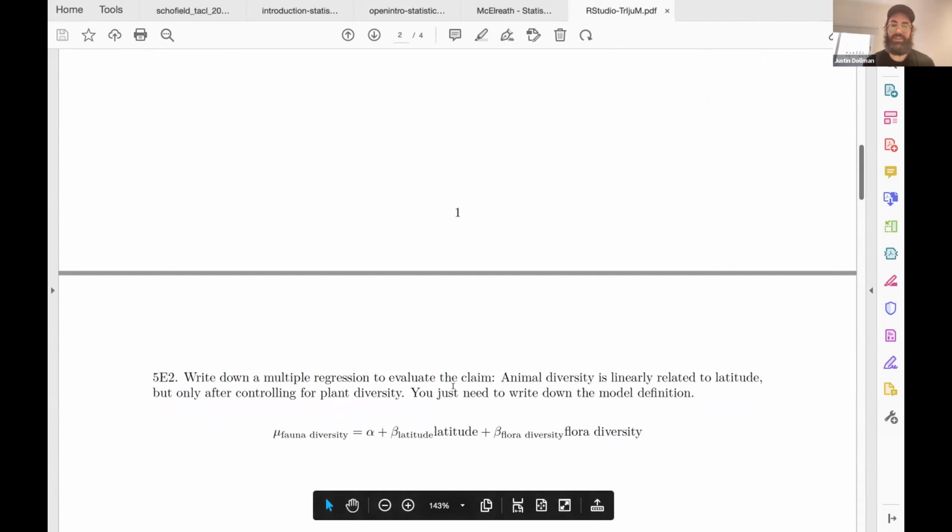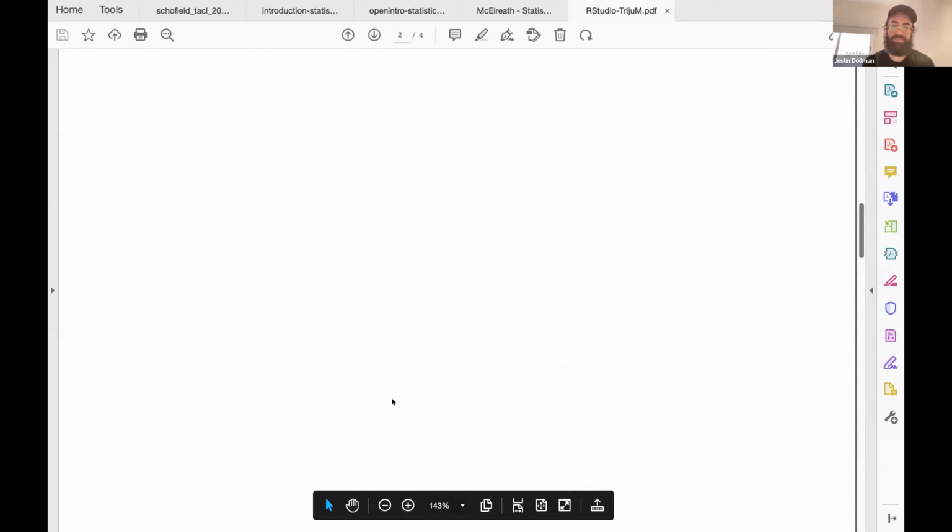This one, I don't even know if this is interesting enough to say. It's just animal diversity is linearly related to latitude, but only after controlling for plant diversity. I use flora and fauna because I'm just a big fan of those words. So that's what this beta encodes, and the fact that it's going to be a linear relationship, but only after controlling for flora, so plant diversity. Done. All right, moving on.